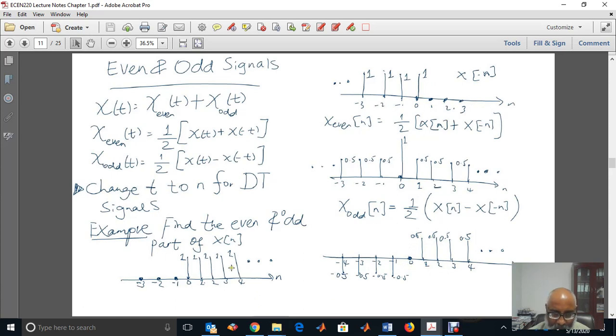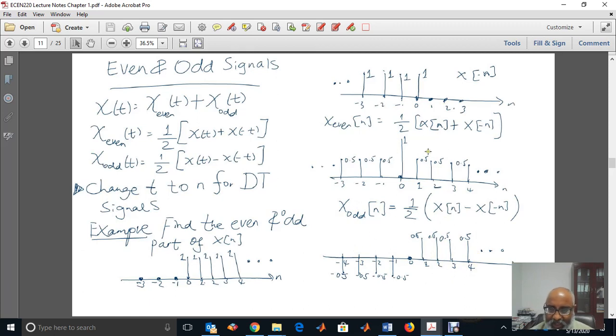So this is 1, 1 minus 0. At 1 it is 1 minus 0, 1. At 2, 1 minus 0, 1, and so on. Divided by 2, it is 0.5, 0.5, 0.5. Okay, this is the odd part.